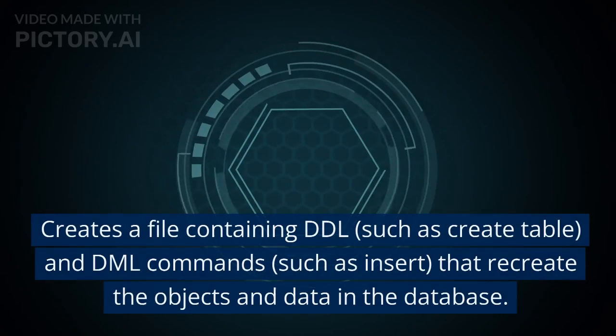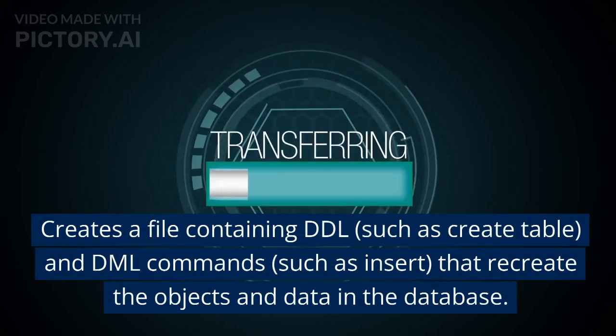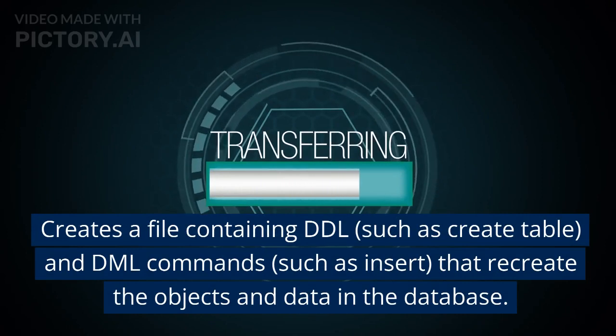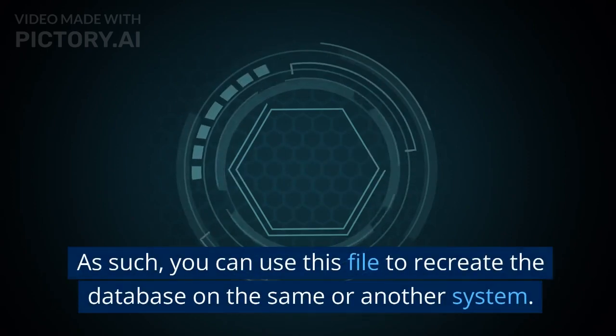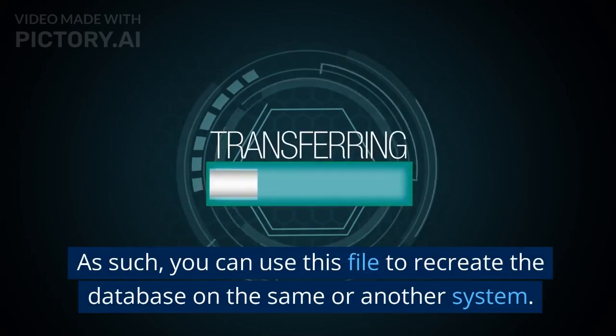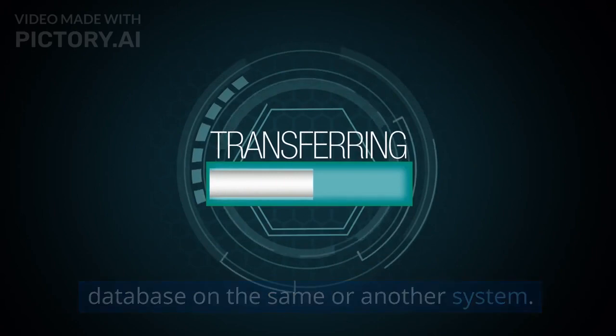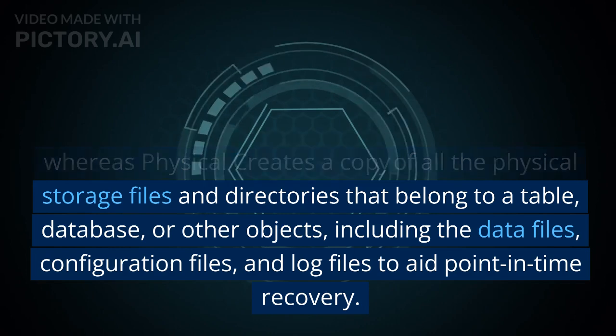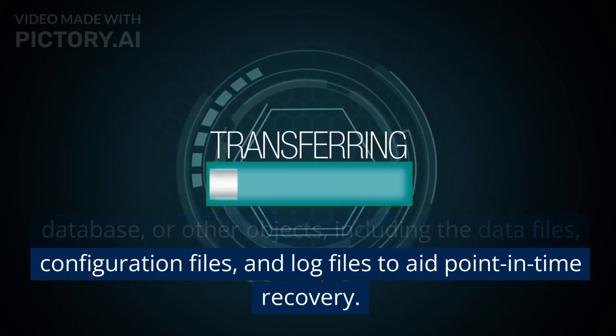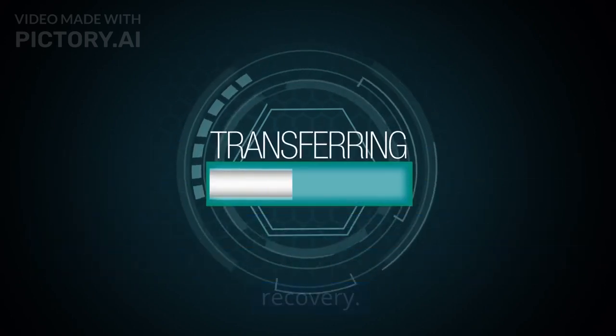Content. Logical backup creates a file containing DDL, such as create table, and DML commands, such as insert, that recreate the objects and data in the database. As such, you can use this file to recreate the database on the same or another system. Whereas physical creates a copy of all the physical storage files and directories that belong to a table, database, or other objects, including the data files, configuration files, and log files to aid point-in-time recovery.